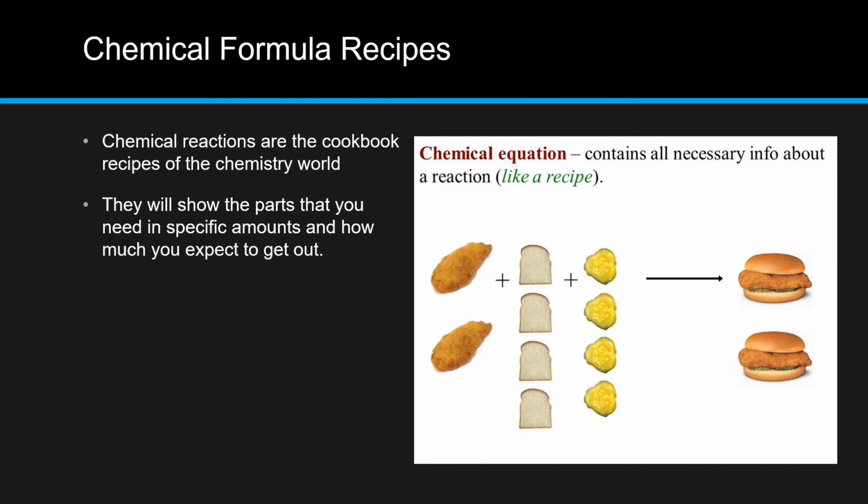I also like this analogy because we'll talk about this later, about the conservation of mass and how everything is accounted for on both the right and the left-hand side of that arrow, and you can see they're all in equal proportions.